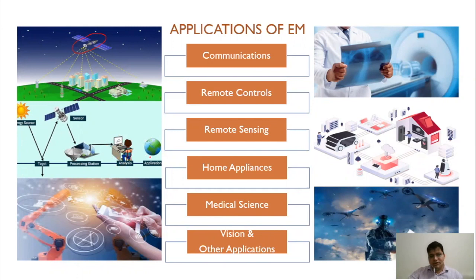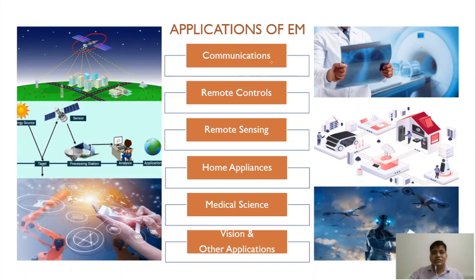On the earth we are using several applications depending on the electromagnetic waves. In this figure you can see an MRI machine, the doctor is holding an x-ray, and here you can see lots of AI based equipment. Electromagnetic waves are being used for these applications. And in the last figure you can see soldiers are using several electromagnetic wave based equipments. So lots of applications are there for the electromagnetic waves.